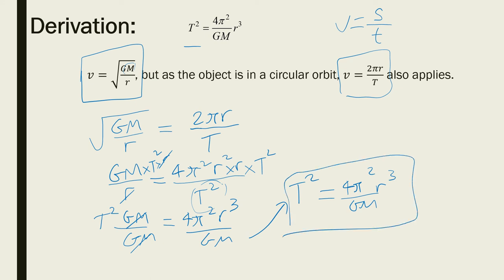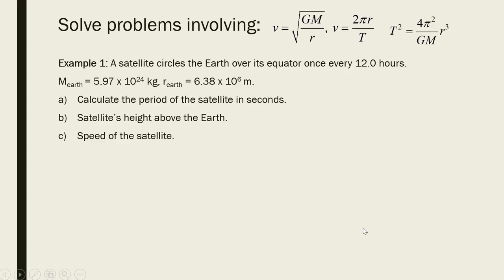So you need to be able to do that derivation, just equating both of these on your formula sheet. This speed is on your formula sheet, this speed is on your formula sheet. And then just rearranging them so that we finally get the period squared as the subject of our rearrangement.